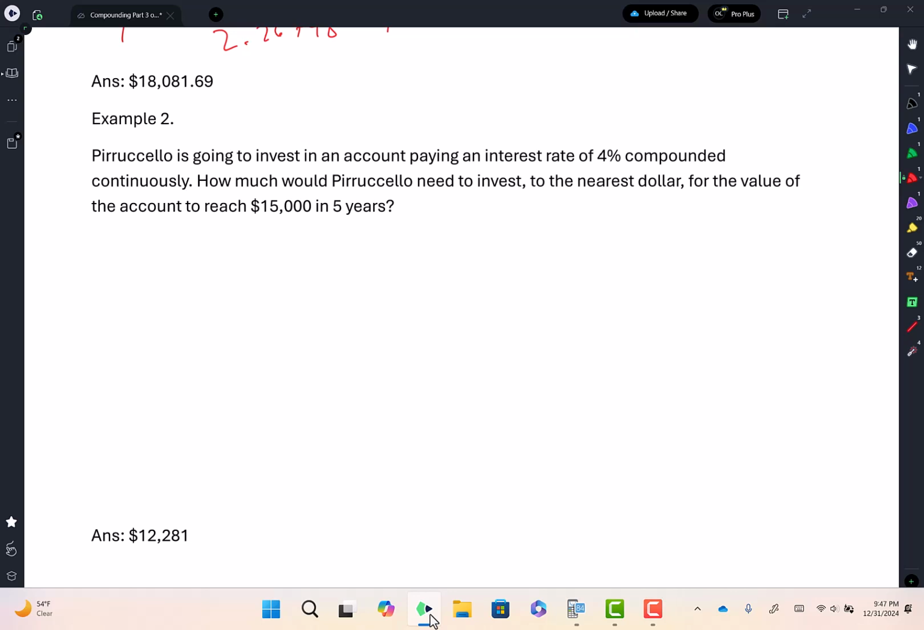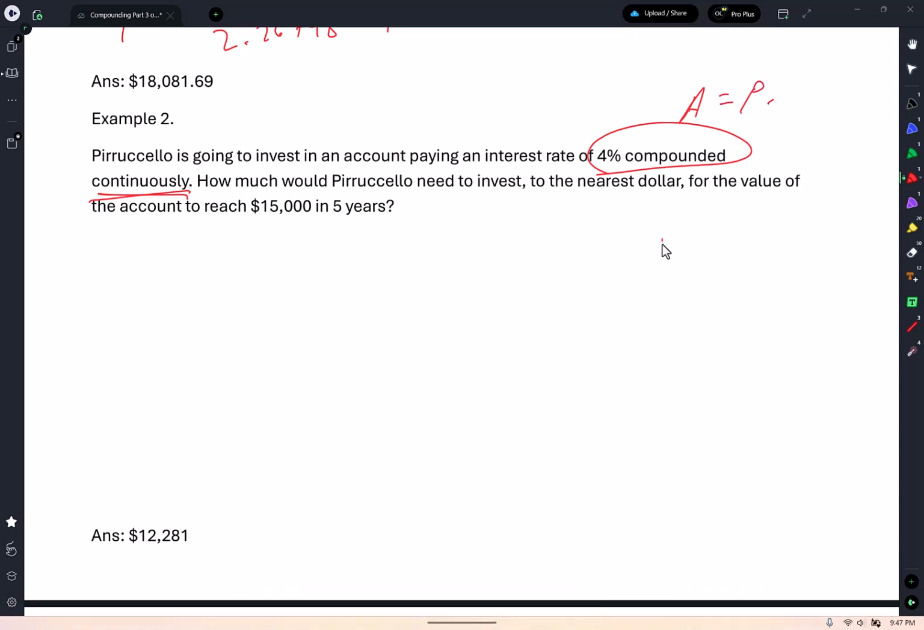All right, let's see what we got here next. Pircello is going to invest in an account paying an interest rate of 4%, so there's your R, compounded continuously. If it's compounded continuously, guys, I'm going to be using this equation, P e to the rt. How much will Pircello need to invest, to the nearest dollar, for the value of the account to reach 15,000 in 5 years? So this is the amount I want, and there's the time. So 15,000 equals the initial amount, e raised to the rate, which is 0.04, times t, which is 5. So I'm going to type this into the calculator.